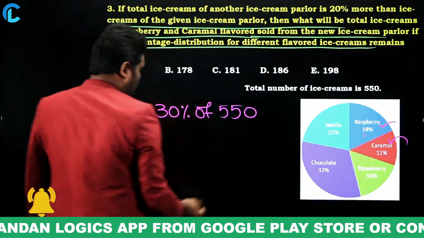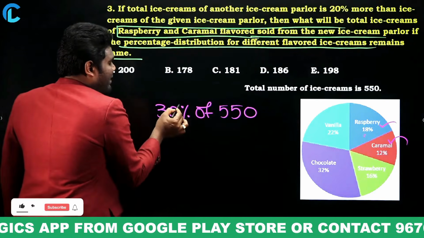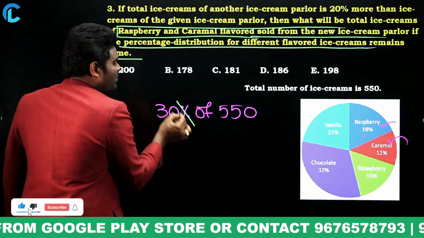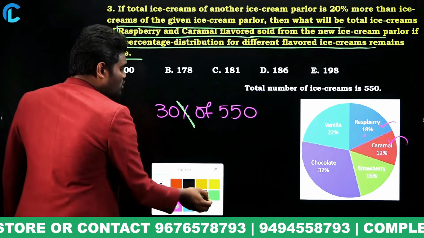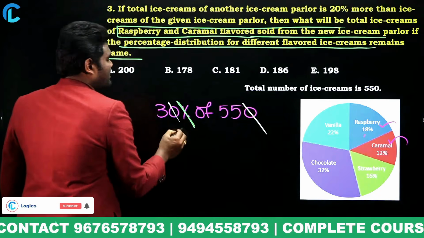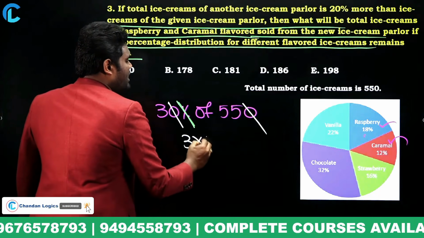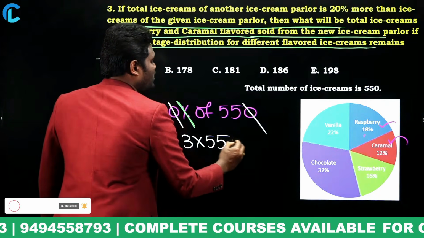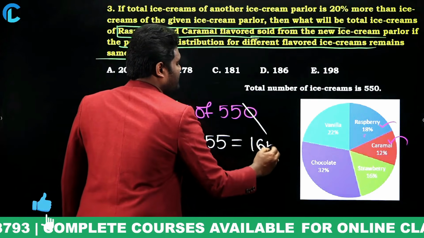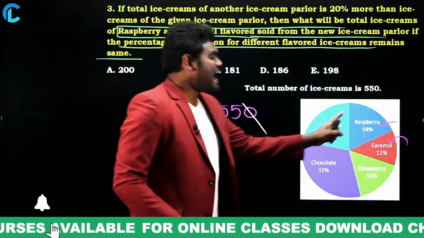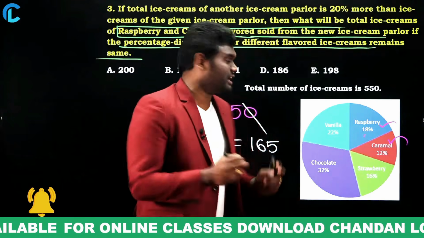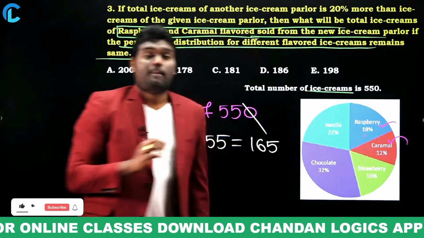30% of 550. Now observe here carefully. When I cancel the percentage, the 20 should cancel, so this is 10, this is 10. Finally, we are left with 3 into 55. So 3 into 55 means this is going to be 165. Yes or no? Now this 165 is nothing but raspberry and caramel combined together in this ice cream parlor. But what is the question saying?